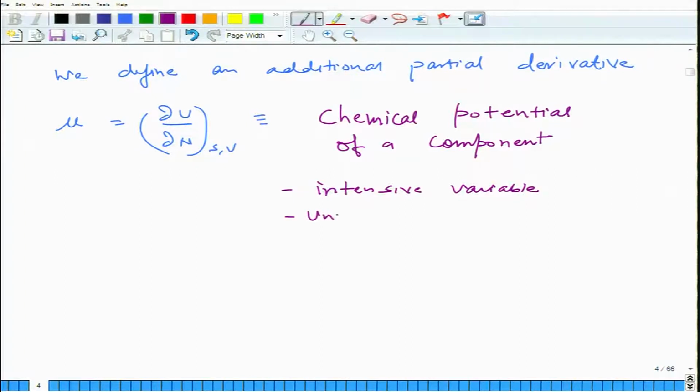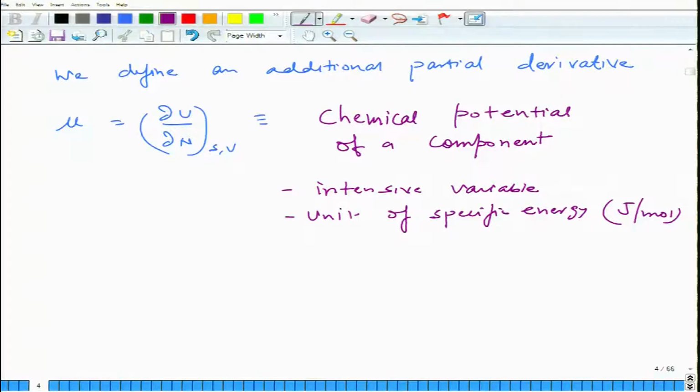It has a unit of specific energy such as joules per mole. Now, this chemical potential, which represents the changes in the internal energy with the change in the amount of the material present for a pure system, in order to understand its physical meaning, we have to take certain examples, but it is more or less quite obscure. But let us take some example.